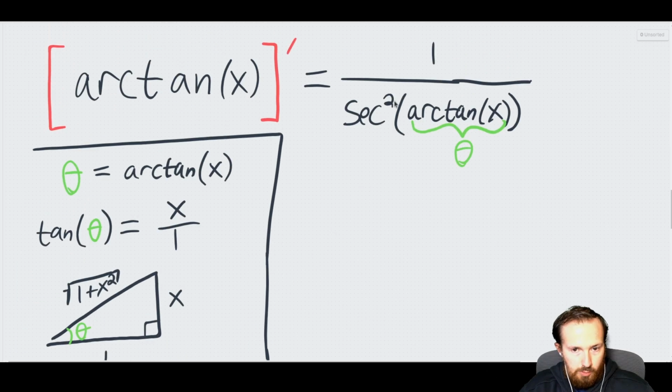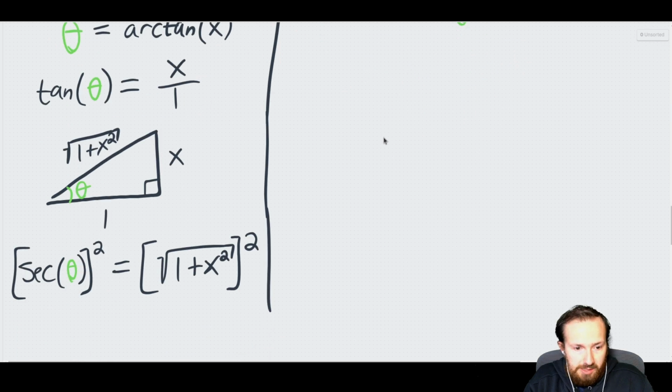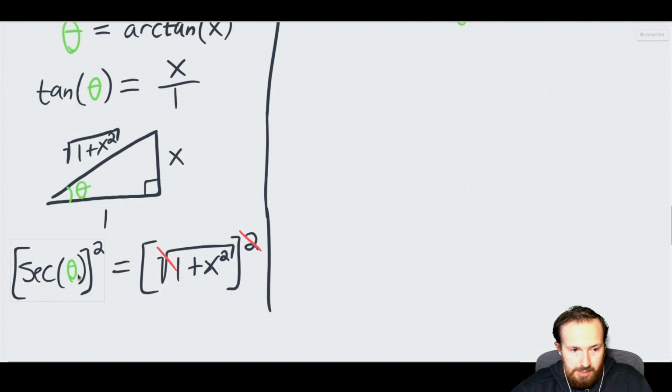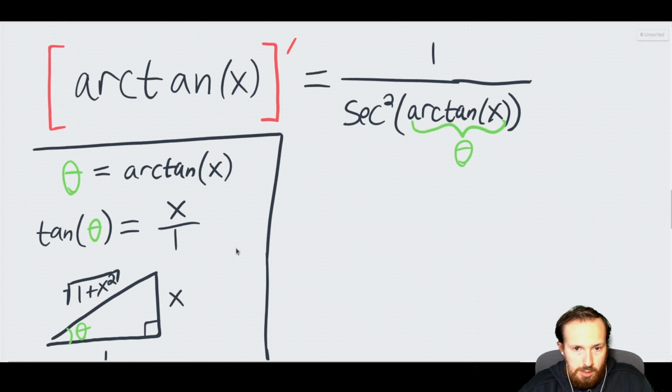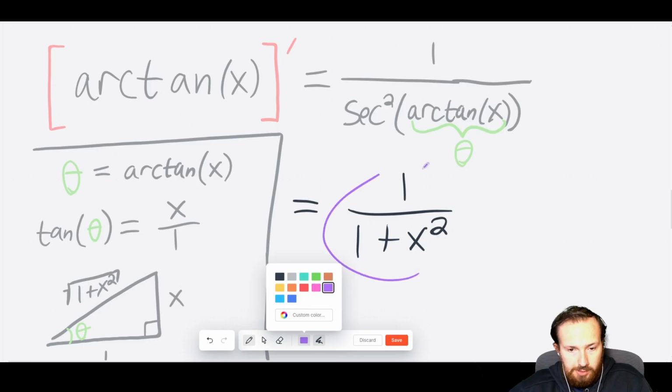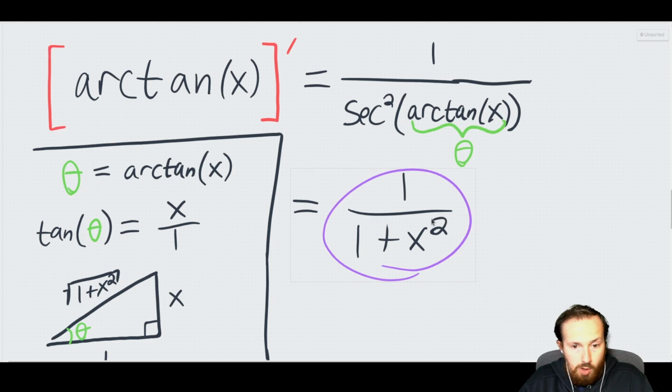And again, that's different. We didn't have the square on the outside in the last step because the derivative of sine is just cosine, not cosine squared. Here, the derivative of tangent is secant squared, which is why we had this extra squaring that we didn't have before. But basically, if we plug this in, hopefully it's clear that the square and the square root cancel each other out, and secant of theta squared, the whole denominator, is equal to just 1 plus x squared. So this should just equal 1 over 1 plus x squared. And that is the derivative of arctangent. 1 over 1 plus x squared.